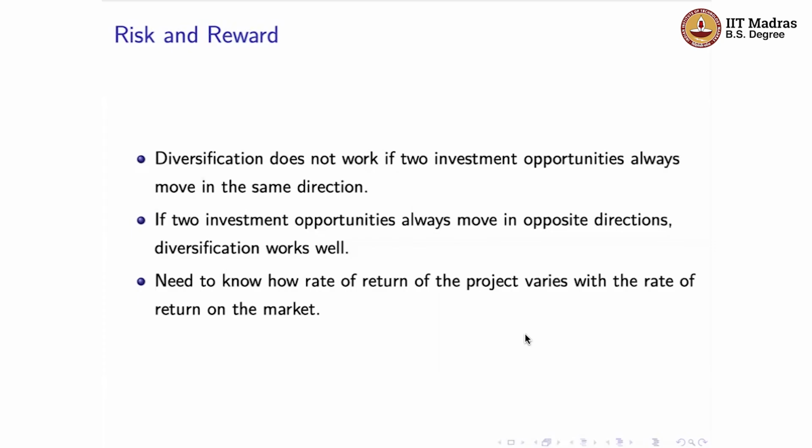So what that tells you is that we need to think a bit more about the underlying cases. And perhaps the relevant thing to know is how the rate of return of the project actually changes with the rate of return of the market, right? Based on these two insights, we already understand that if they are perfectly correlated, then this will not work. If they are perfectly negatively correlated, then this will work. So what about the intermediate cases, right? That's what we need to think about.